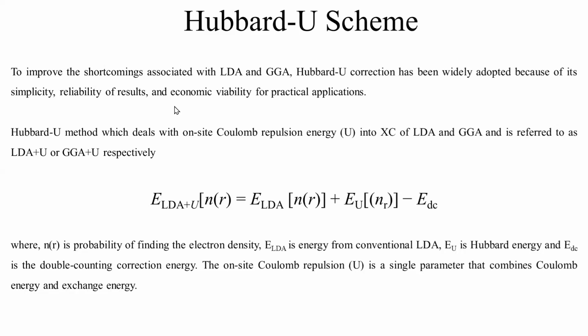Then, if GGA cannot predict the ground state energy, or the band gap is overestimated or underestimated, then we can also use an external Coulomb potential. An external U term can be used. So we can provide the value of the Coulomb potential to improve the properties. It is referred to as the Hubbard U method, which deals with on-site Coulomb repulsion energy in any of the exchange correlation functionals such as LDA or GGA. So it is generally referred to as LDA+U or GGA+U respectively.